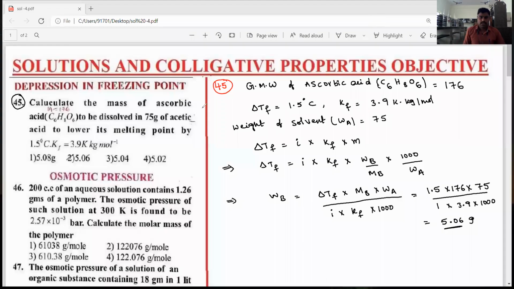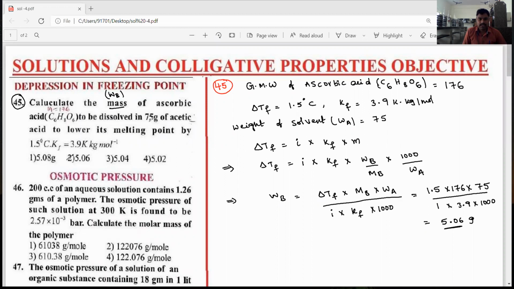Yes, dear students, listen carefully. What is the given 45th question? In the 45th question, we have to calculate the mass. Mass means WB, weight of solute. So the mass of ascorbic acid, we need to find out.